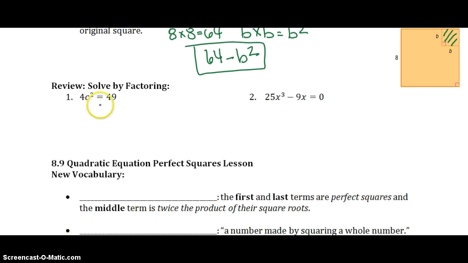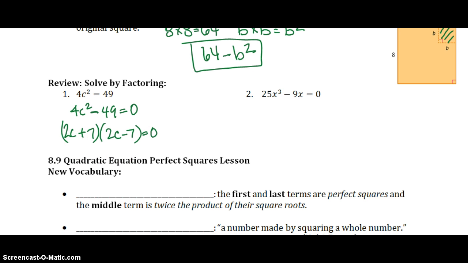Okay, review by factoring. We're solving, so that means we're going to have minus 49 equals 0, and both of those are squares, so this is again a difference of squares. See how quickly you can work it through when you realize it's a difference and that they're perfect squares. So we need to solve both of those for 0.